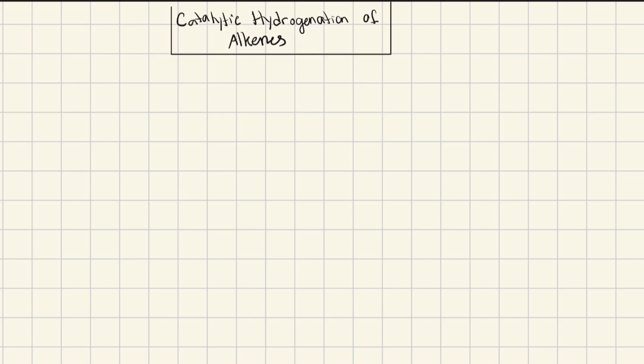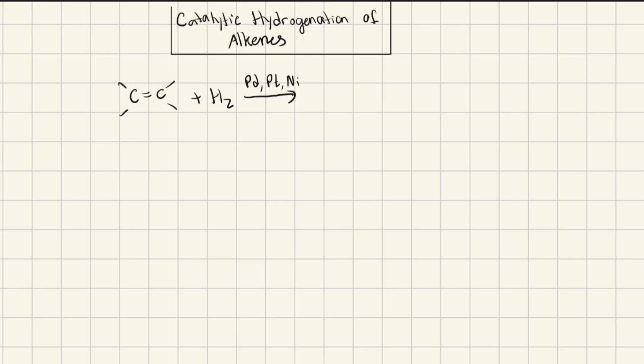Let's look at the general reaction for this. So the general reaction is going to be our alkene plus our H2. And whenever we have H2, we're also going to have a metal catalyst. So you might see platinum, palladium, or perhaps nickel. There's a couple others, but these are some of the three big ones.